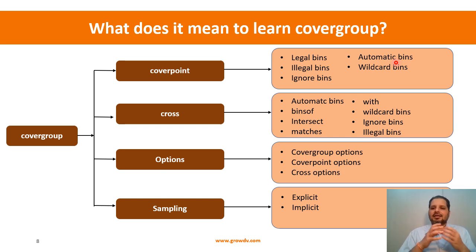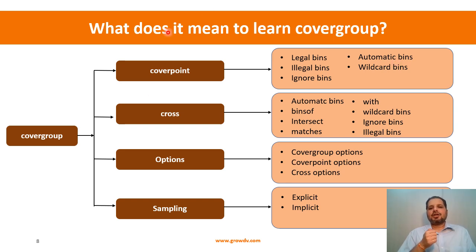So that is there. And then wildcard bins will help you define the bins in a much more compact way when you have a few bits of a vector that you don't care about. We'll look into the details of each one of them, but I'm just giving you a lay of the land here in terms of the cover group construct.